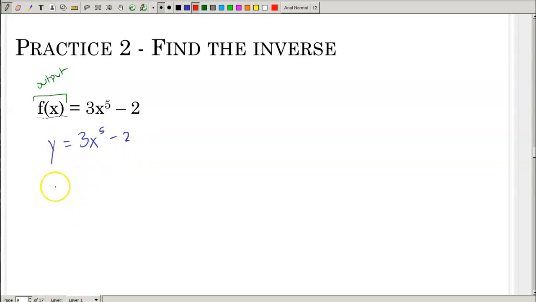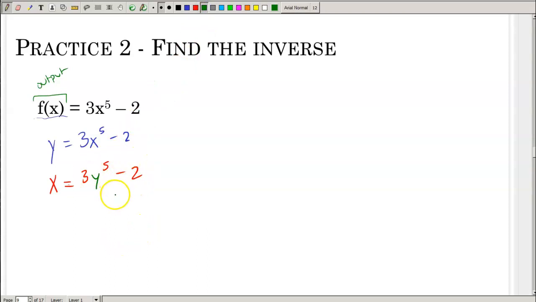Okay, so if I were to do this, I would then switch the input and output, switch the x and y. So you'd get that. And now at this stage, I'm going to go ahead and solve for the y right here. So this y right here, we have 3 different operations acting in this expression in a specific order, which is the order of operations.